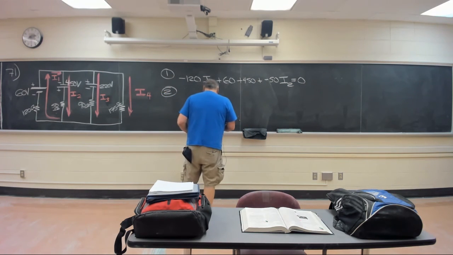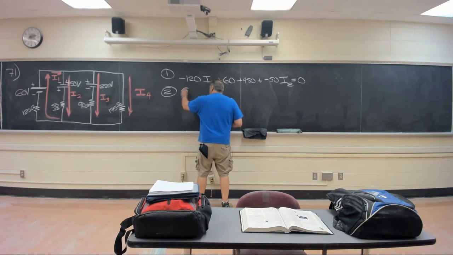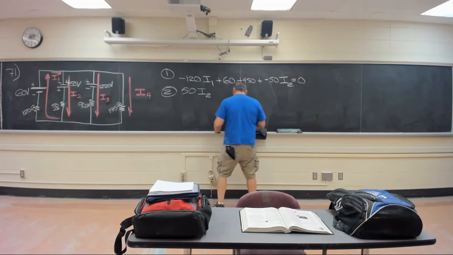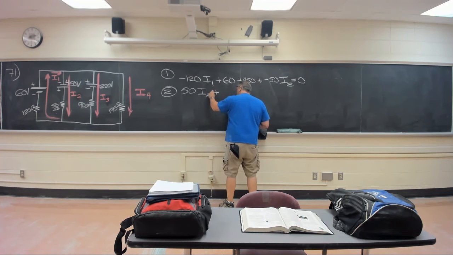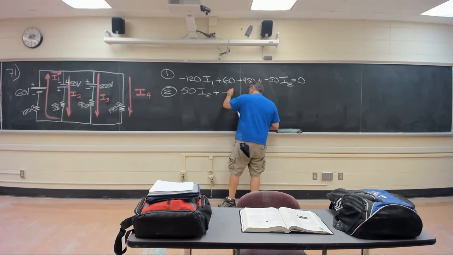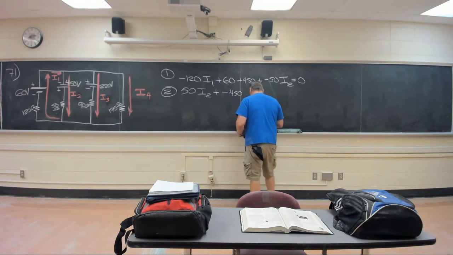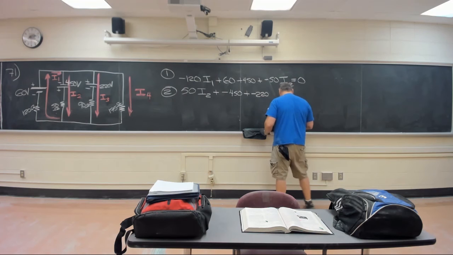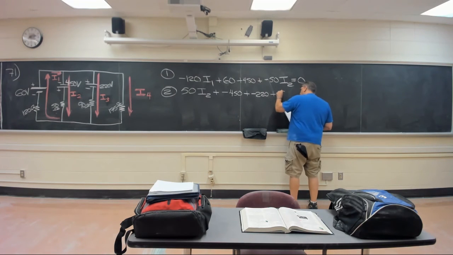For 2, we write this equation. Forgive me for going backwards on the whole thing here. Let me just write this out and then tell you where it actually came from. 50 I2 plus negative 450 plus negative 220. That's a lot of negatives here. Let's see what's going on here.